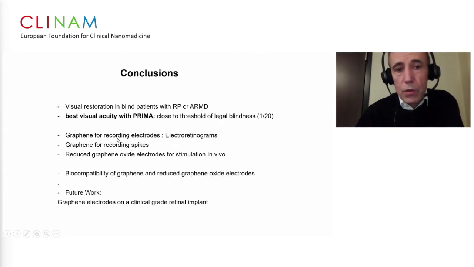So we first showed that we can use the graphene electrode for recording an electroretinogram. We can record spikes with this graphene electrode. With a reduced graphene oxide electrode, we can use them for stimulation in vivo.